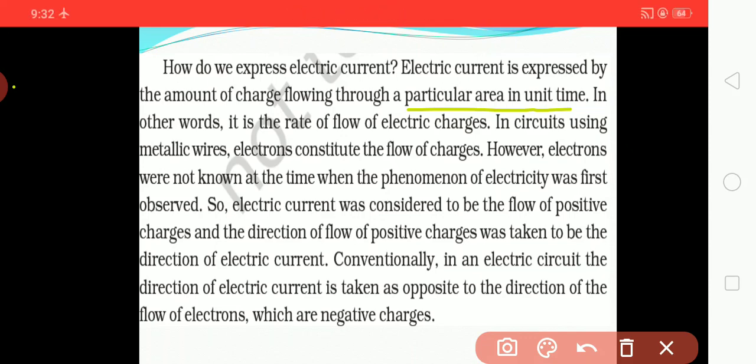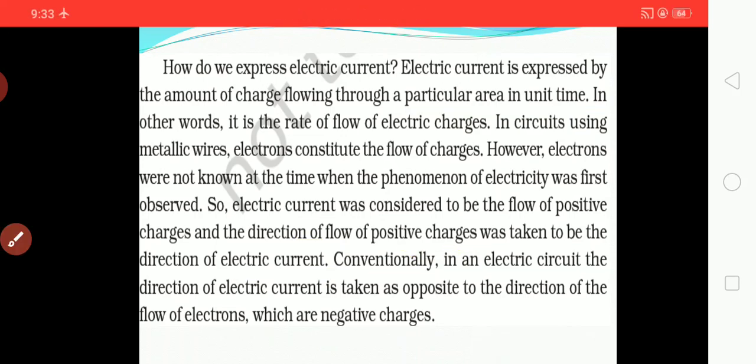Conventionally, in an electric circuit, the direction of electric current is taken opposite to the direction of flow of electrons, which are negative charge. So electrons are negative charge, while the direction of positive charge is considered to be the direction of electric current. The direction of flow of positive charge is the direction of electric current.